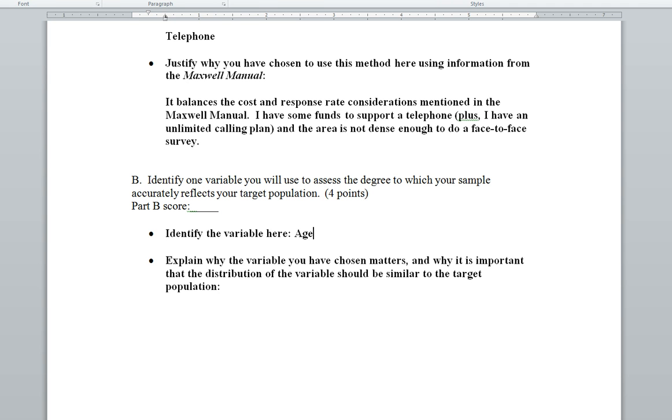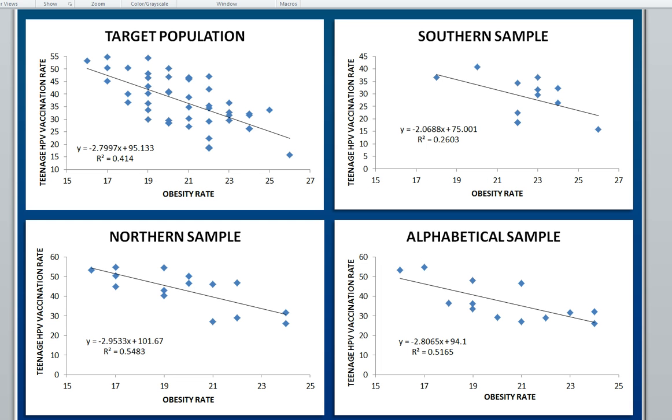But I want to go into why this is important. To show you that, I'm going to show you some data and how it can be biased if your sample is not done correctly. This shows you the relationship between the obesity rate and HPV vaccinations in different American states. In the upper left-hand corner, we have the target population with all 50 states included. I show in the other 3 quadrants different types of sampling. In the upper right quadrant, I showed you a southern sample. These are the states with the lowest levels of vaccination and the highest obesity rates.